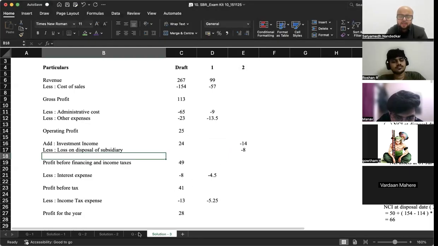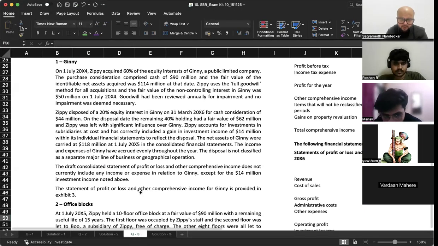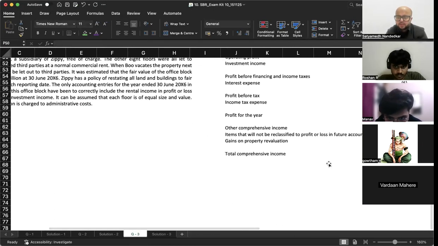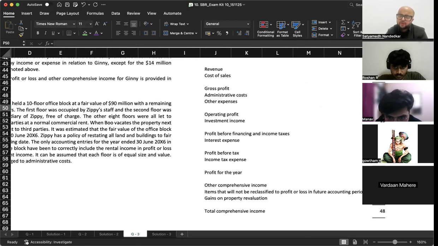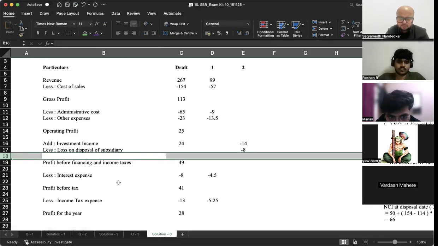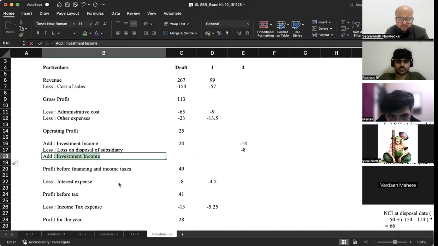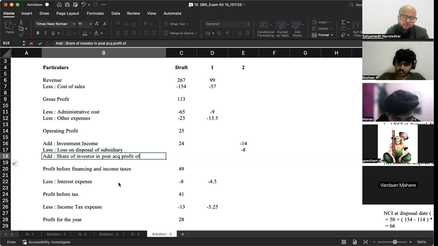अब और क्या करना है? Do you agree that one more adjustment should involve whatever is the profit of the subsidiary. अभी 3 months के लिए it will be an associate. So share of investor in post acquisition profit of associate. Yes, sir. तो वो कहाँ डालेंगे? सर investment income में जाएगी. Add share of profit of associate.